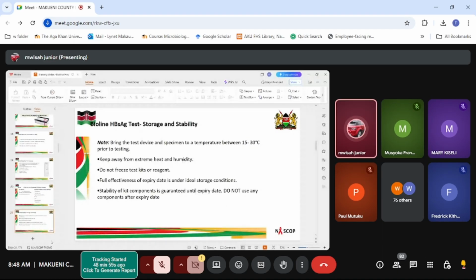Storage and stability. Ensure you bring the test device and specimen to a temperature between 15 to 30 degrees centigrade prior to testing. Keep away from extreme heat and humidity. Do not freeze test kits or reagents. Full effectiveness until expiry date is under ideal storage conditions. Stability of kit components is guaranteed until expiry date. Do not use any components after expiry date.